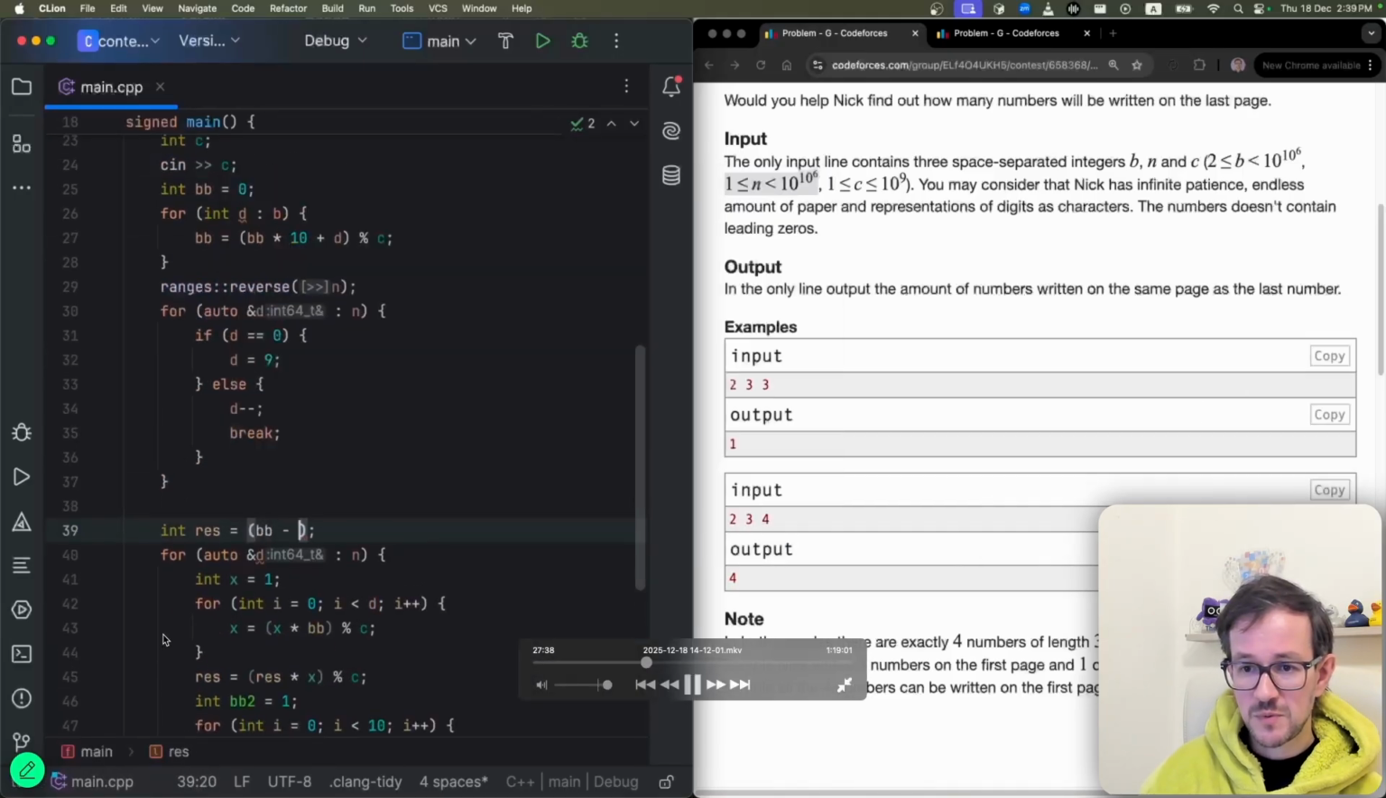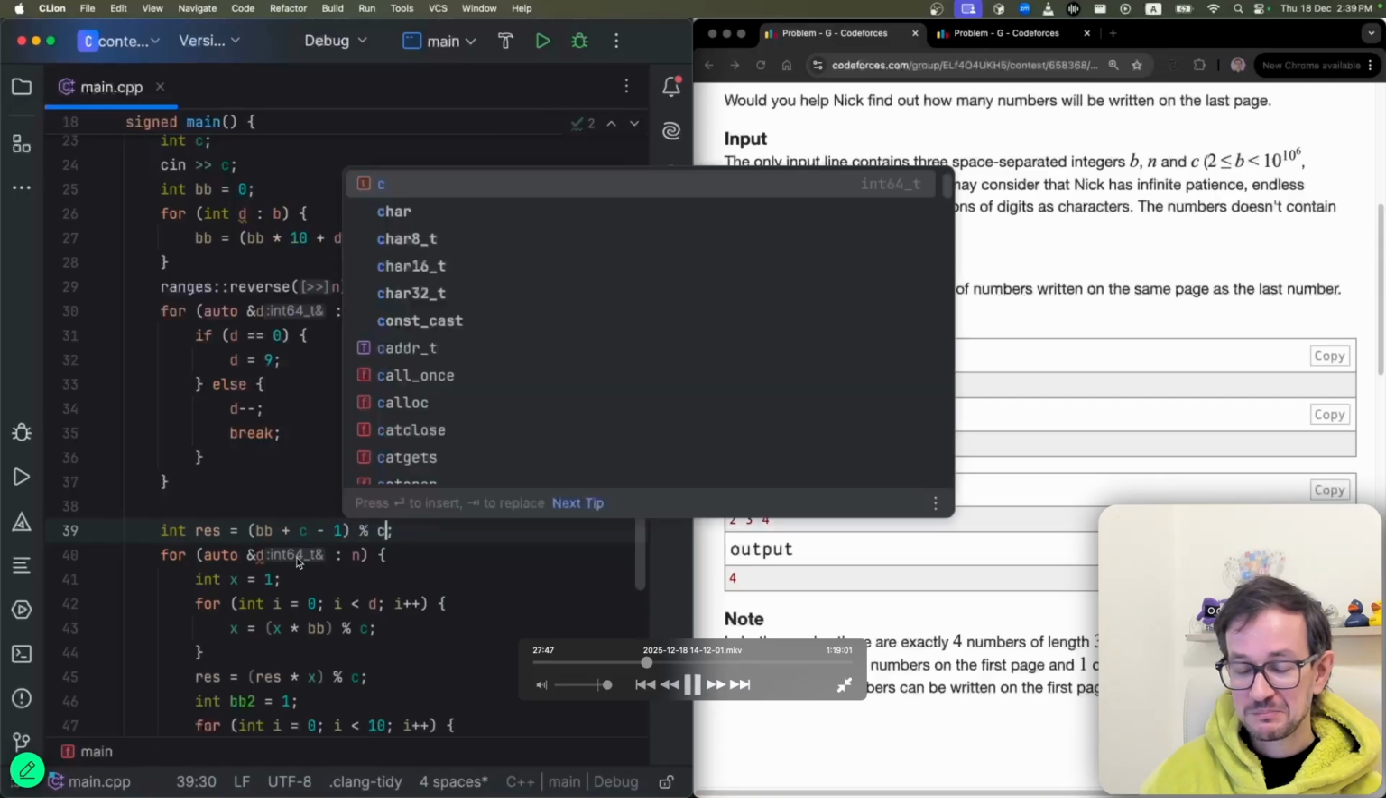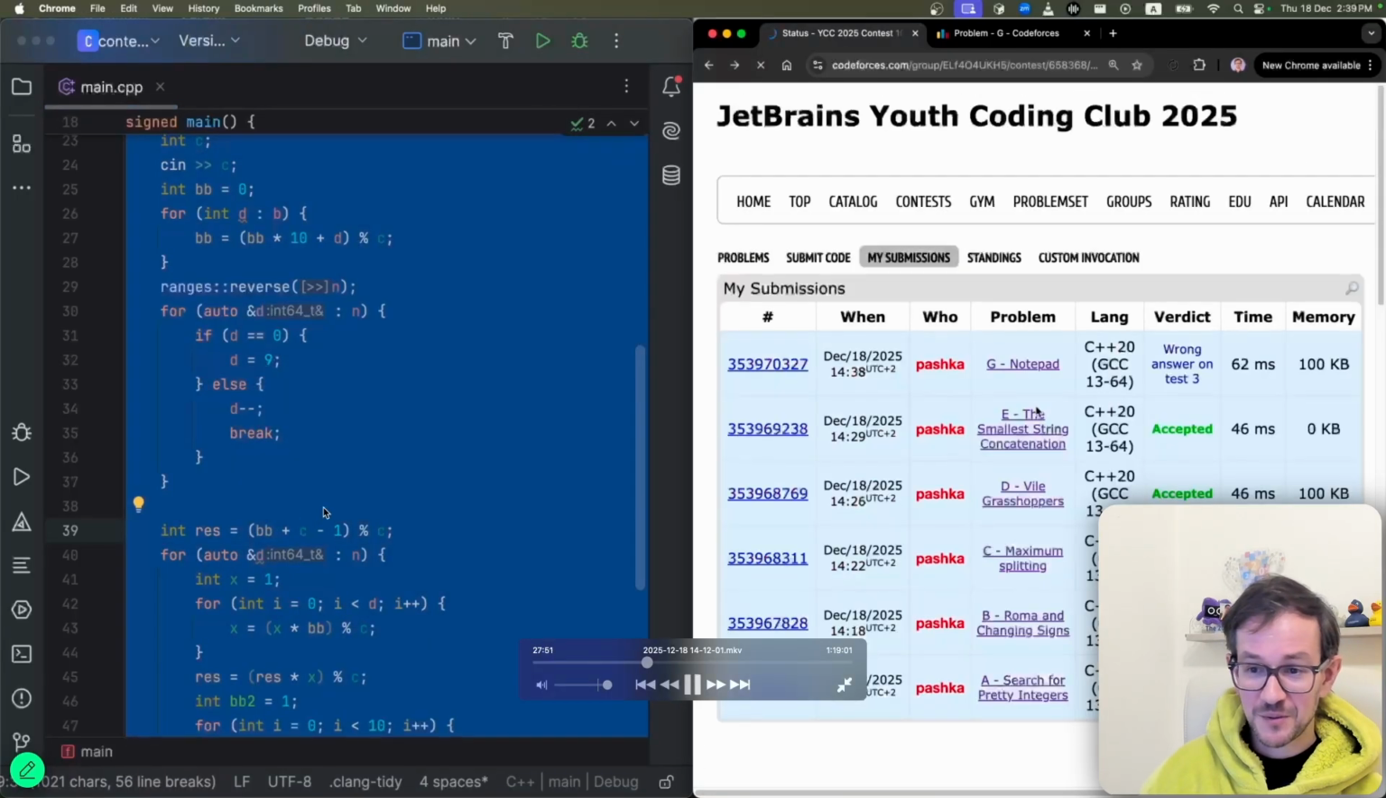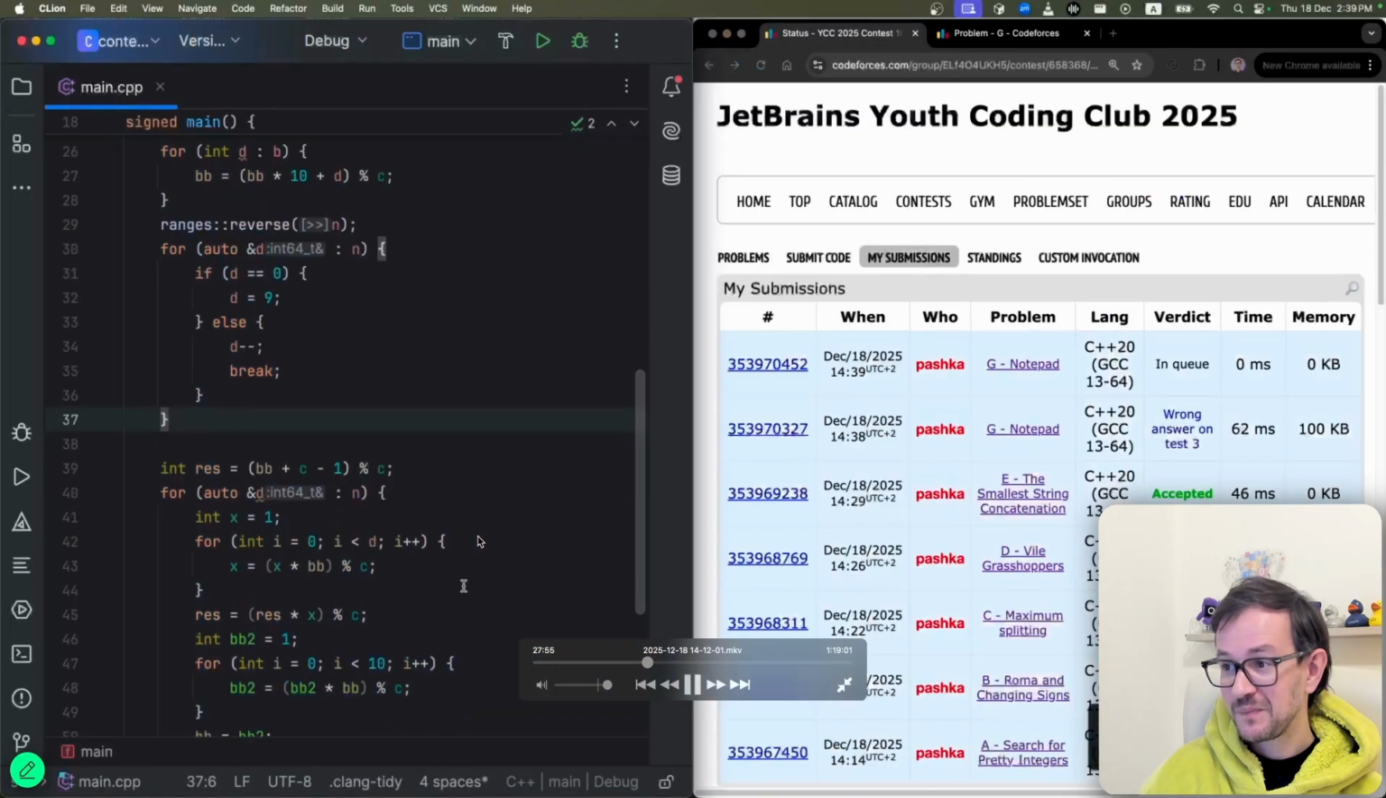Actually I forgot to make this b minus 1. So the formula is b power n minus 1 multiplied by b minus 1. In both cases, b equals 2, so you don't need to multiply by b minus 1. That's the mistake.